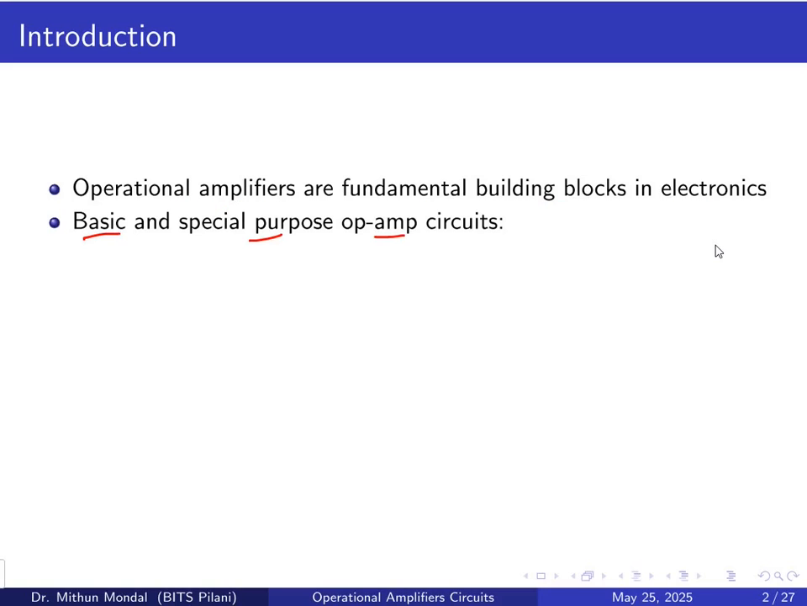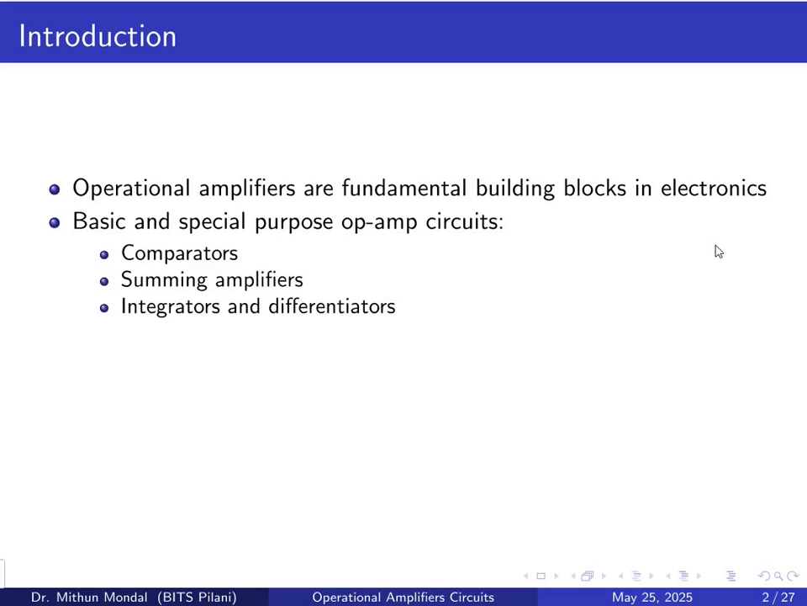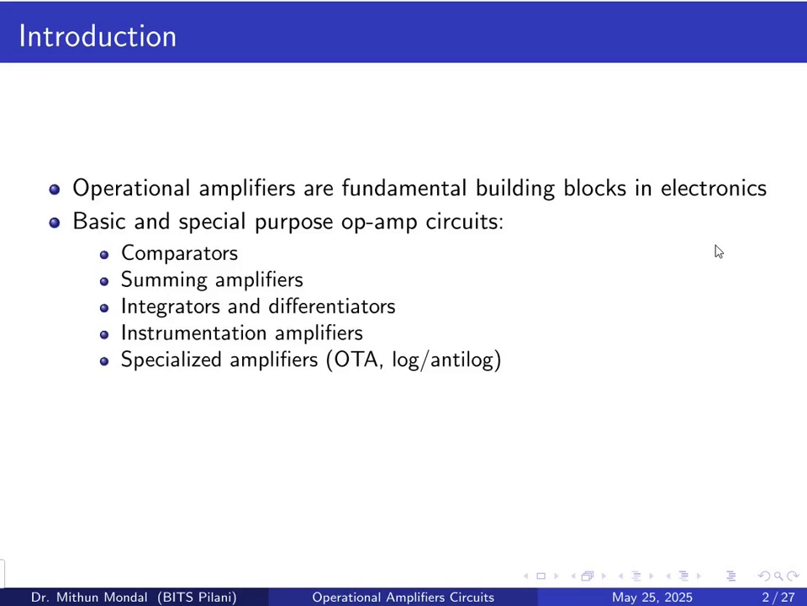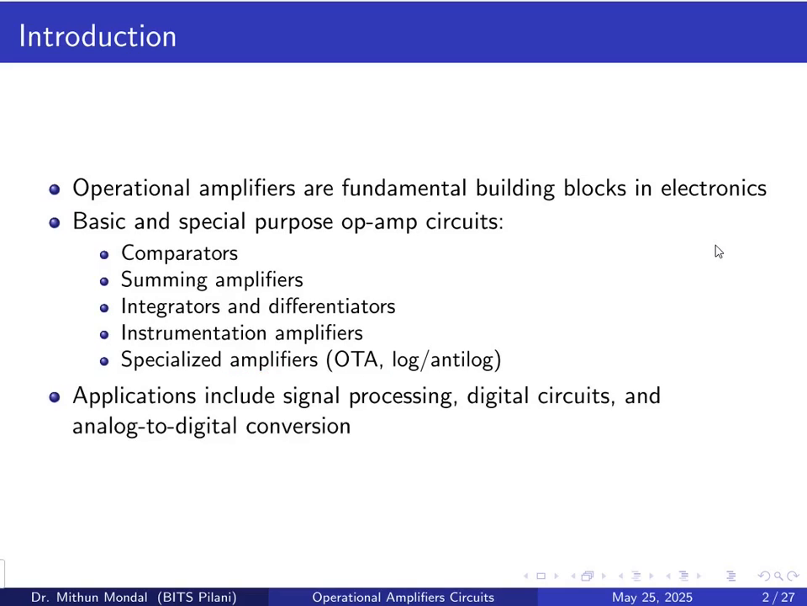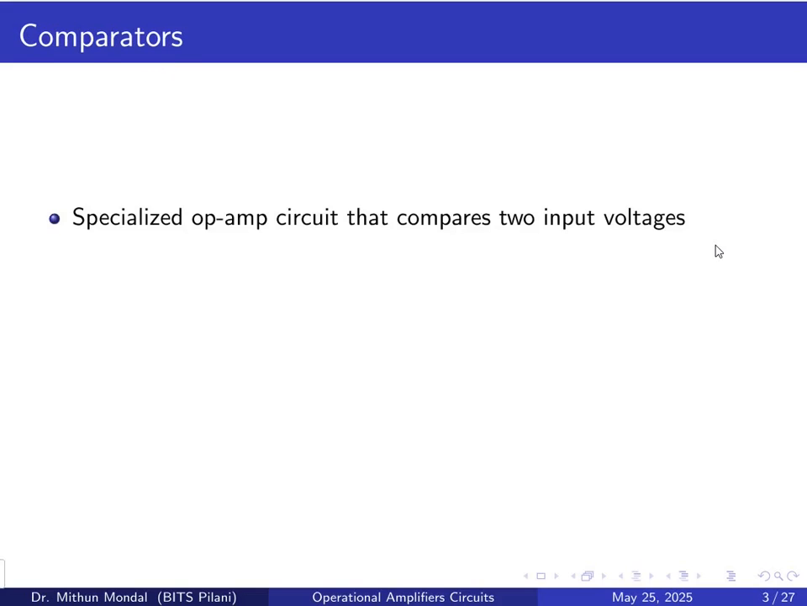The basic and special purpose op-amp circuits that we are going to discuss in this lecture are the comparators, summing amplifiers, integrators and differentiators, instrumentation amplifiers, and some specialized amplifier circuits like OTA, log, and antilog amplifiers. Applications of these amplifiers are included in signal processing networks, digital circuits, and analog to digital conversion applications. Let us first see the comparators.